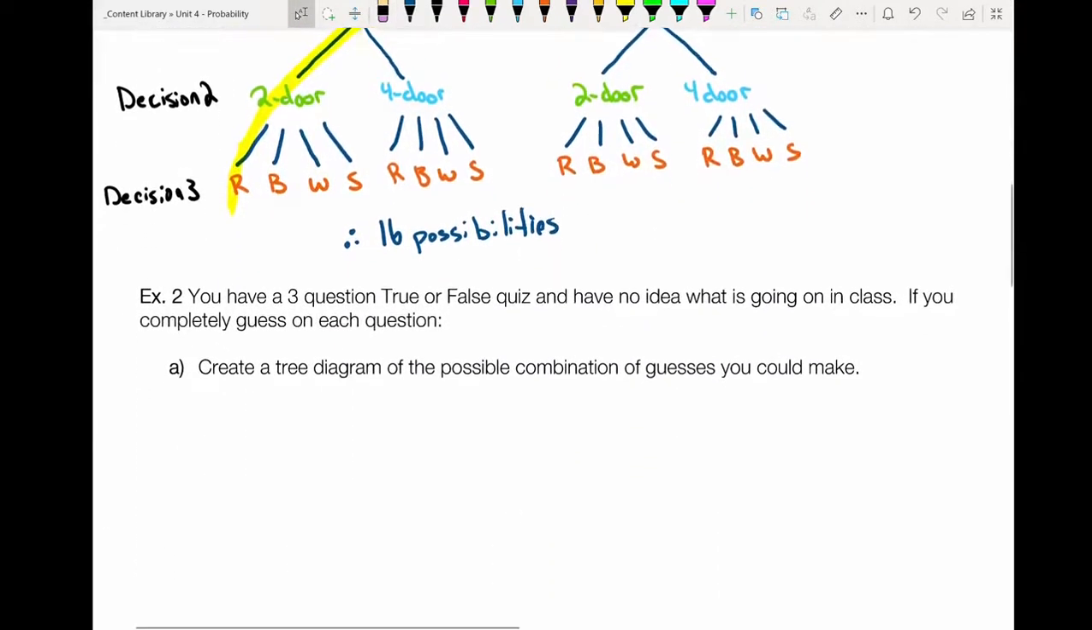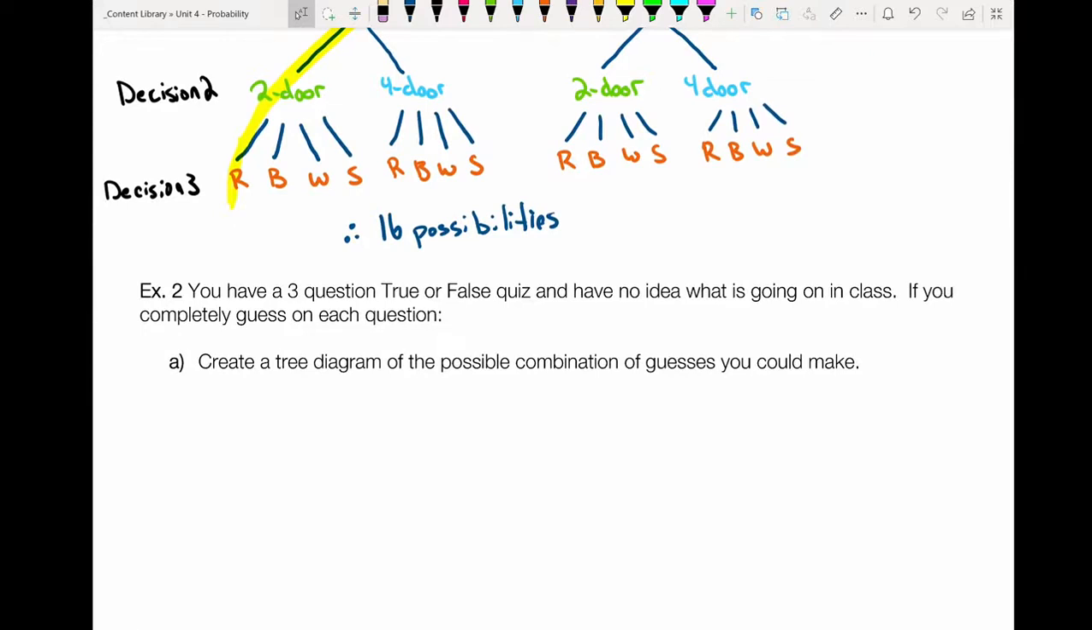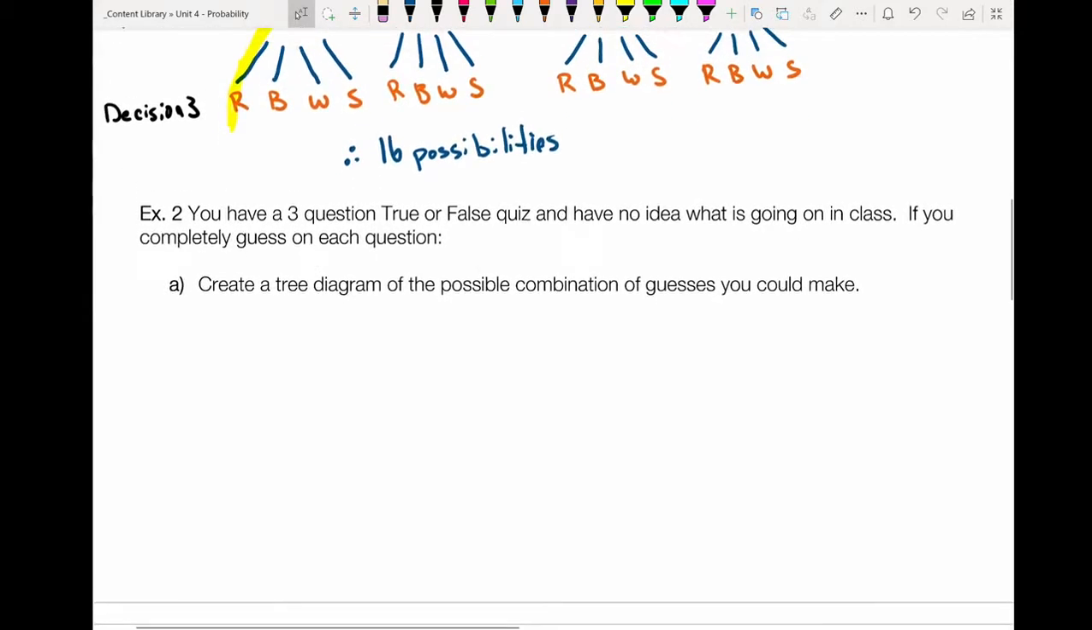The next example: you have a 3-question true or false quiz and have no idea what is going on in class. You completely guess on each question. The first part of this is to create a tree diagram of the possible combinations of guesses you can make. If we have no idea what we're doing, we're just going to randomly guess. We're going to do our tree diagram slightly differently, but it's still the same thing, just laid out in a different fashion.